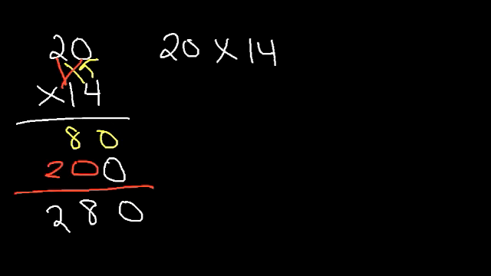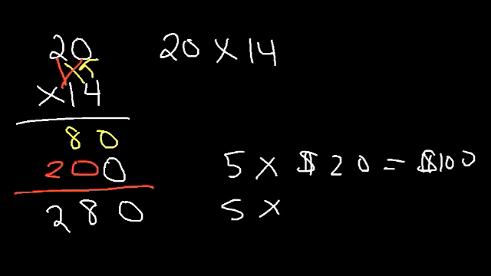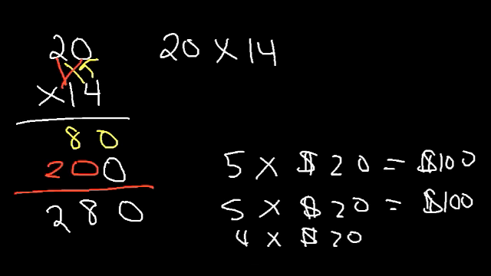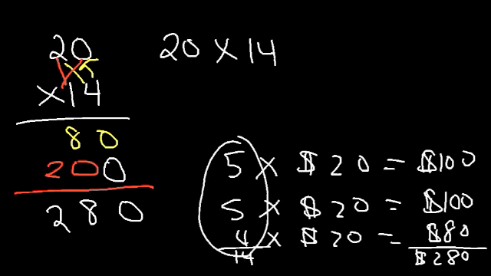So another way to multiply 20 by 14 is to picture in your mind that you have 14 $20 bills. What's the value of 14 $20 bills? You know 5 $20 bills is 100. So another 5 $20 bills is another 100. And then you have 4 leftover $20 bills. 4 20s is 80. So if you add this up, you have $280. And as you can see, you have 14 20s on this side. 5 plus 5 plus 4 is 14. When it comes to money, it's very easy to do math. Everyone understands it.